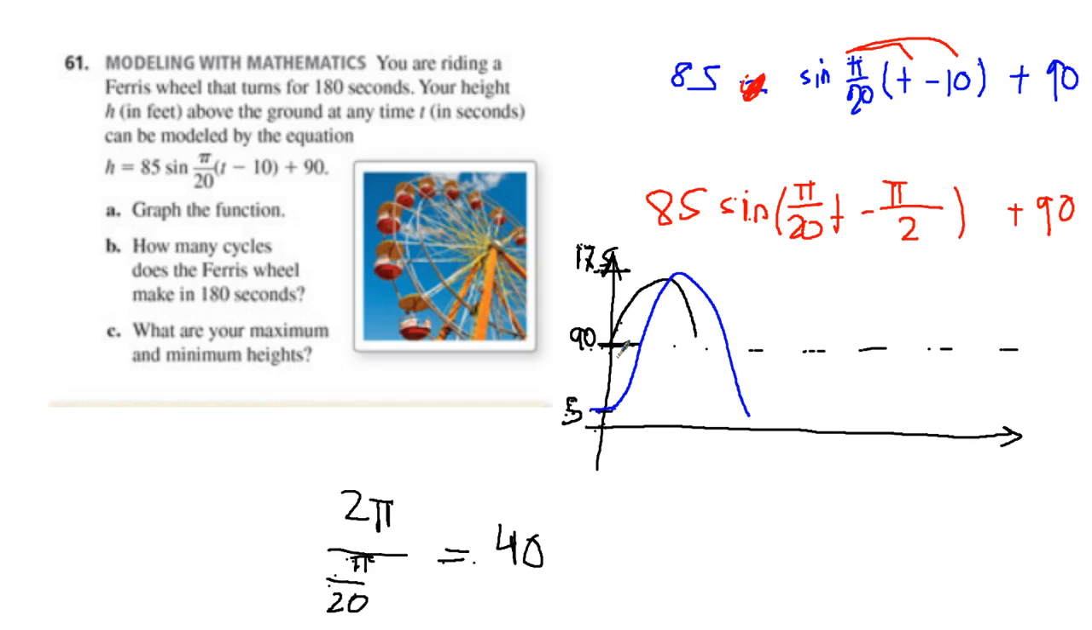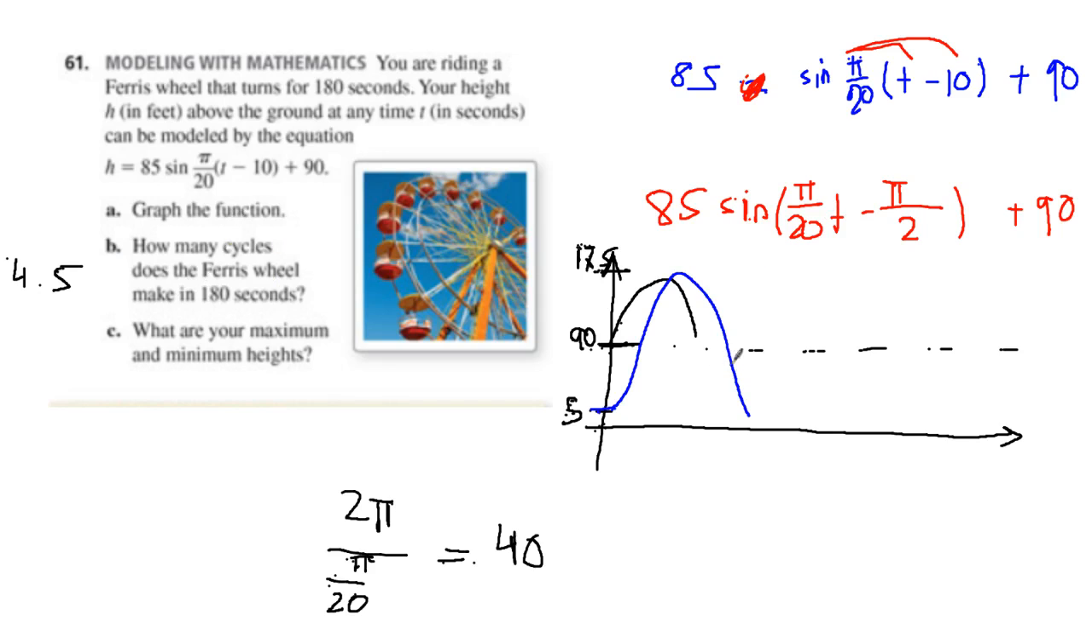So if you ask me, this is kind of a sketchy Ferris wheel, since it leaves you at the top after 180 seconds, which is a little weird. But the amount of cycles that this Ferris wheel makes in 180 seconds is 4.5, right?